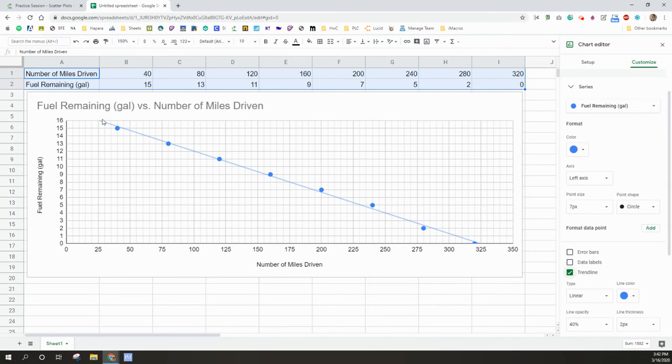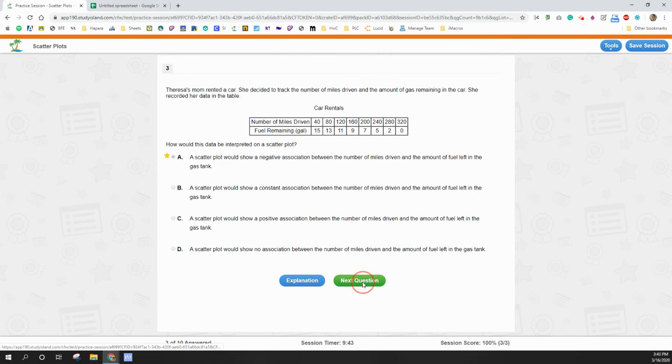So the general trend as you go from left to right is clearly going downwards. You certainly don't need the trend line or line of best fit to notice that, but it does help some people visualize the pattern in which the data is going. So that's a negative association. All right, next problem.